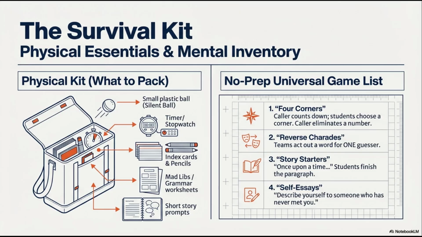This was all part of that survival kit that we talked about in the first module. You want to come prepared with some type of activities that you could implement if there's no lesson or if there is some downtime. A physical kit, so you can bring something like a small plastic ball to do silent ball, a timer or stopwatch if you're planning to play games, index cards, pencils, worksheets, Mad Libs, or short story prompts if you want them to do a writing activity. Universal games that you can use for any grade level include Four Corners, charades, story starters, or even self-essays.